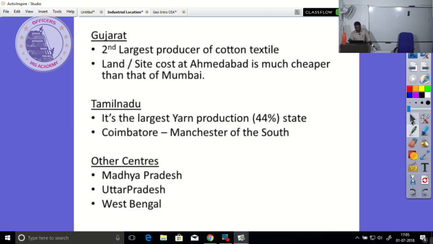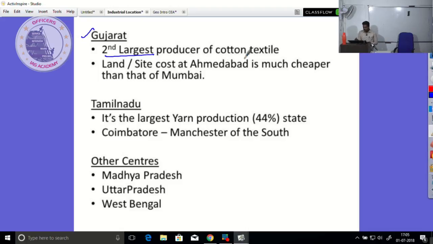Similarly, when I talk about Gujarat, Gujarat is the second largest producer of cotton textile. The locational aspect of Gujarat is very near to that of Maharashtra, but only one difference is there. The cost of land is considerably cheaper than Mumbai when you are comparing with Ahmedabad. All other factors are applicable.